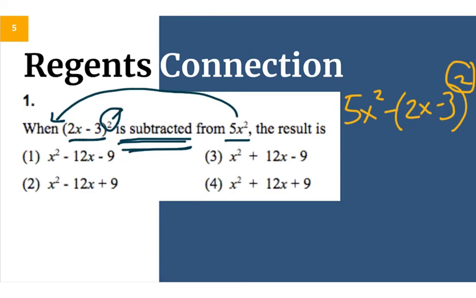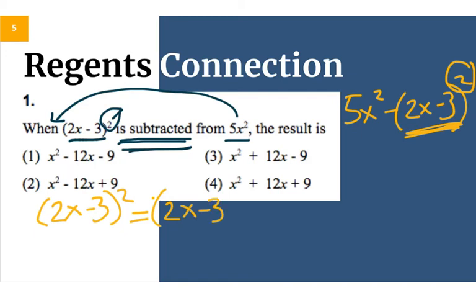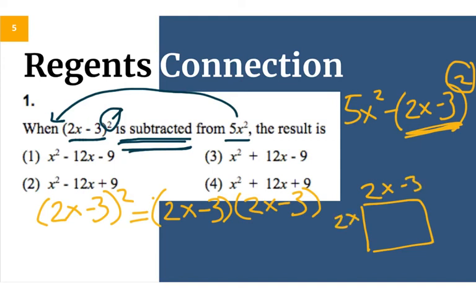So that begs a question. What is 2x minus 3 squared? So let me just work over here a little. 2x minus 3 squared is the same as saying 2x minus 3 times 2x minus 3. So now I can make my area model. I can say 2x minus 3 and 2x minus 3.